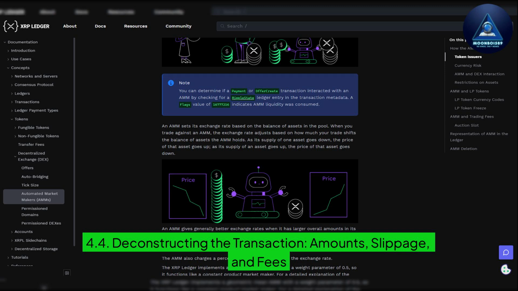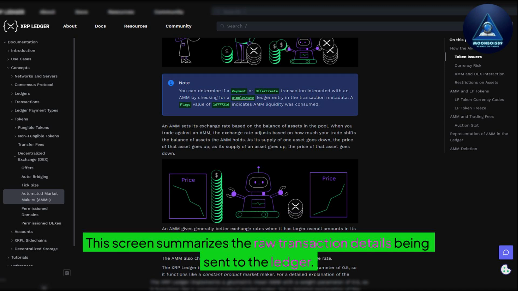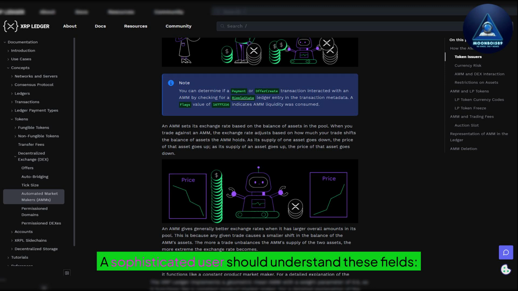After initiating the deposit on the DEX interface, the user's wallet will display a final confirmation screen before signing. This screen summarizes the raw transaction details being sent to the ledger. A sophisticated user should understand these fields.